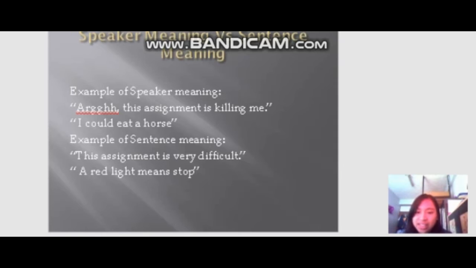So next is an example of sentence meaning. "This assignment is very difficult." "A red light means stop." So this is sentence meaning. Of course, "the assignment is very difficult" means that yes, the assignment is very difficult. And "a red light means stop." So this is the sentence meaning.